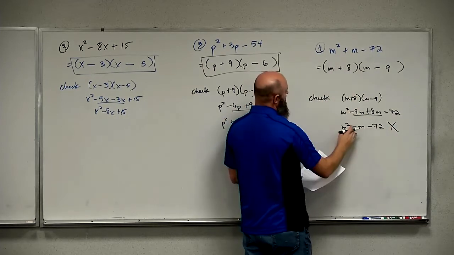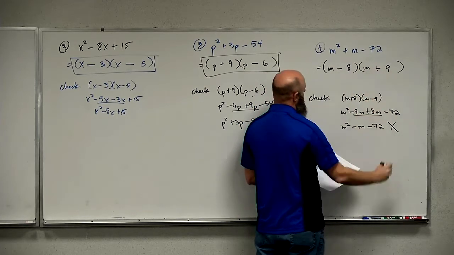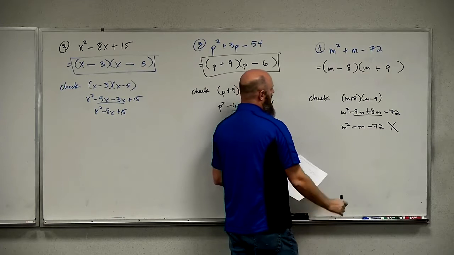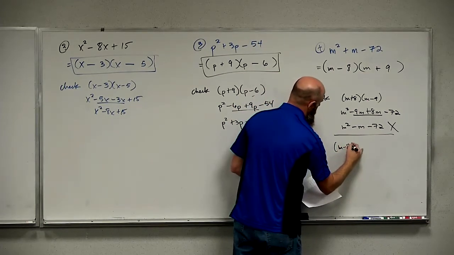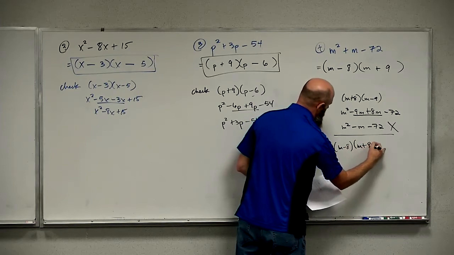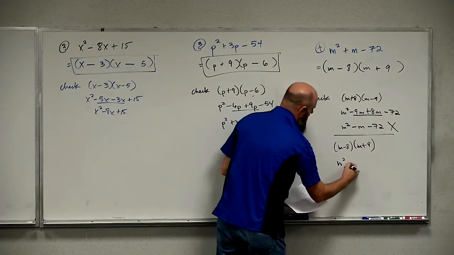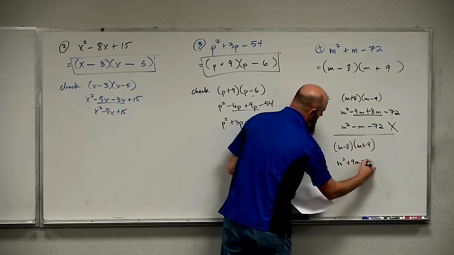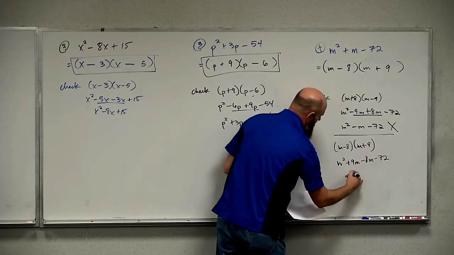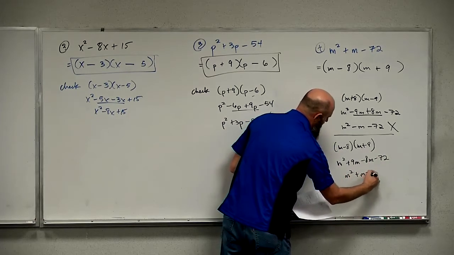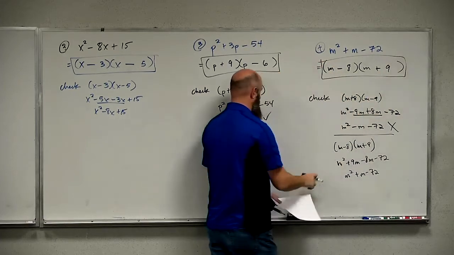Because the signs are just different, I'm going to switch my signs, negative and positive. And so now when I check that, m minus 8, m plus 9, we get m squared plus 9m minus 8m minus 72. So that's m squared plus m minus 72, which is good.